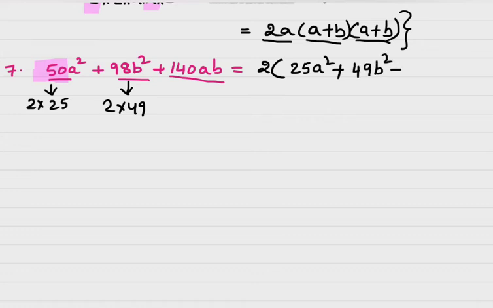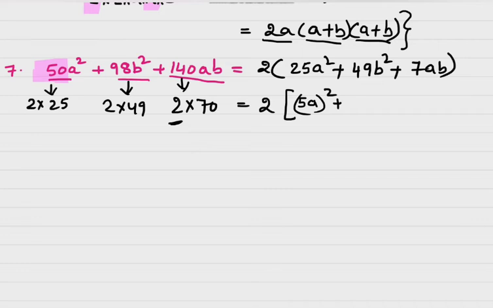Plus now here, see, 2 common for 140. If you take out 2, 70ab will be left inside. So what you can write here? You can write 2 outside. Now 25a square can be written as 5a whole square plus 49b square can be written as 7b whole square plus, see here children, this is 70. Okay, write it properly. This is 70.